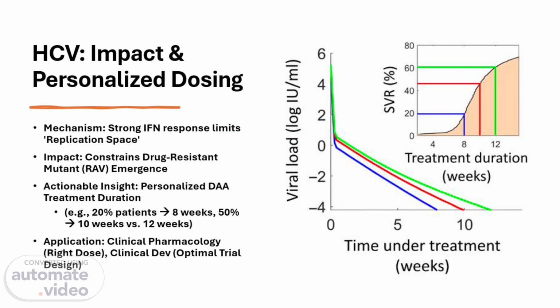It revealed that a strong IFN response limits replication space, which in turn constrains the emergence of drug-resistant mutants, RAVs. A key actionable insight was the ability to recommend personalized DAA treatment durations. For example, our model suggested that 20% of patients might achieve cure in 8 weeks, while 50% might require 10 weeks, compared to the standard 12-week regimen.